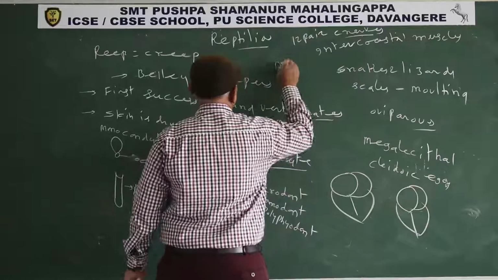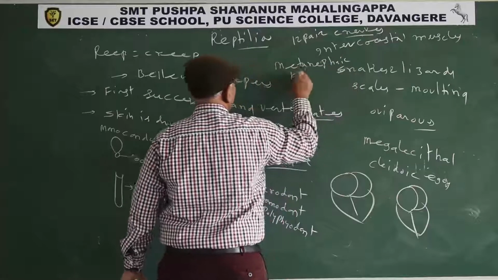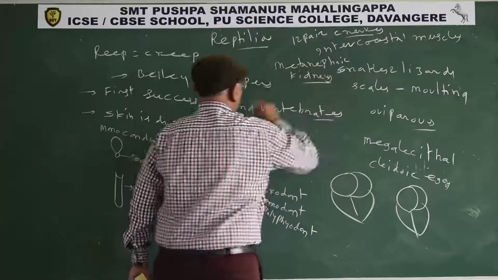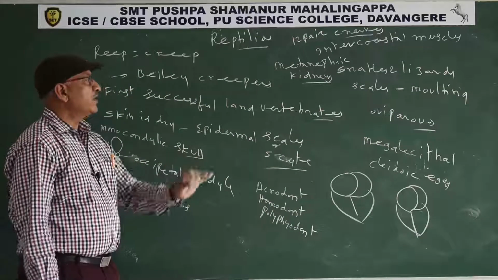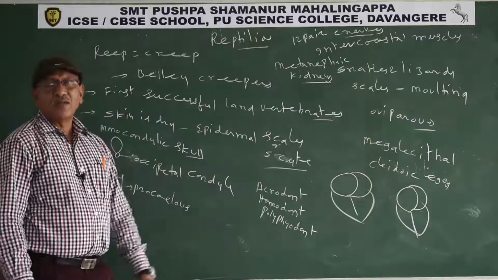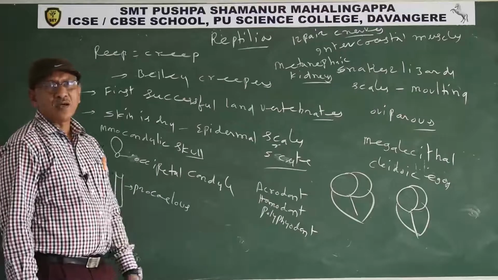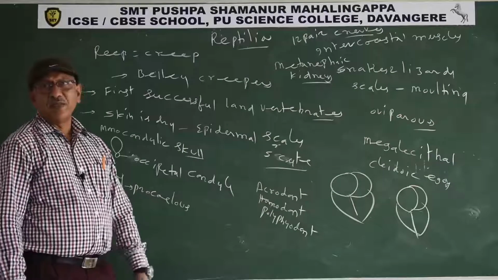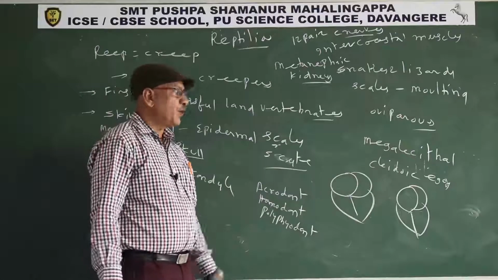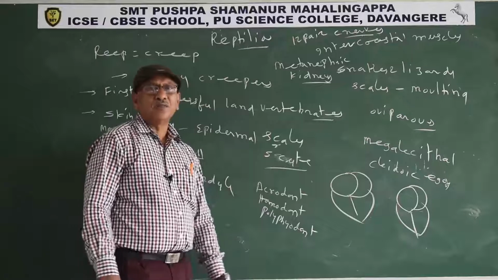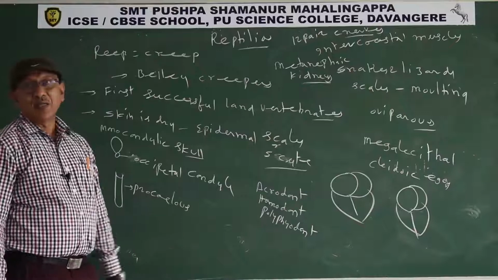Metanephric kidneys. Metanephric kidneys are present in reptiles, aves and mammals. Metanephric kidneys excrete hypertonic urine. When the concentration of urine is more compared to body fluids, it is known as hypertonic urine. Pisces and amphibia excrete hypotonic urine, where the concentration of urine is less compared to their body fluids. So metanephric kidneys are seen first in Reptilia.